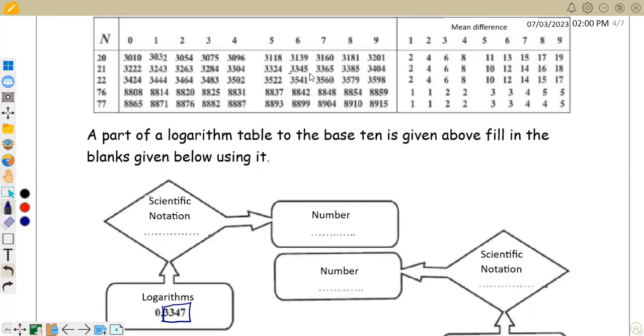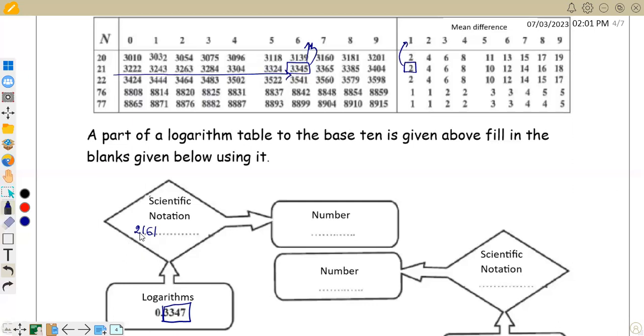3347. It is close to this value, no? That means to obtain 7, you have to add 1 from here. Okay. That means it locates in the 21st row, 6th column. And you have to take 1 from the mean difference. So you can write it as in here 21, 6, 1.